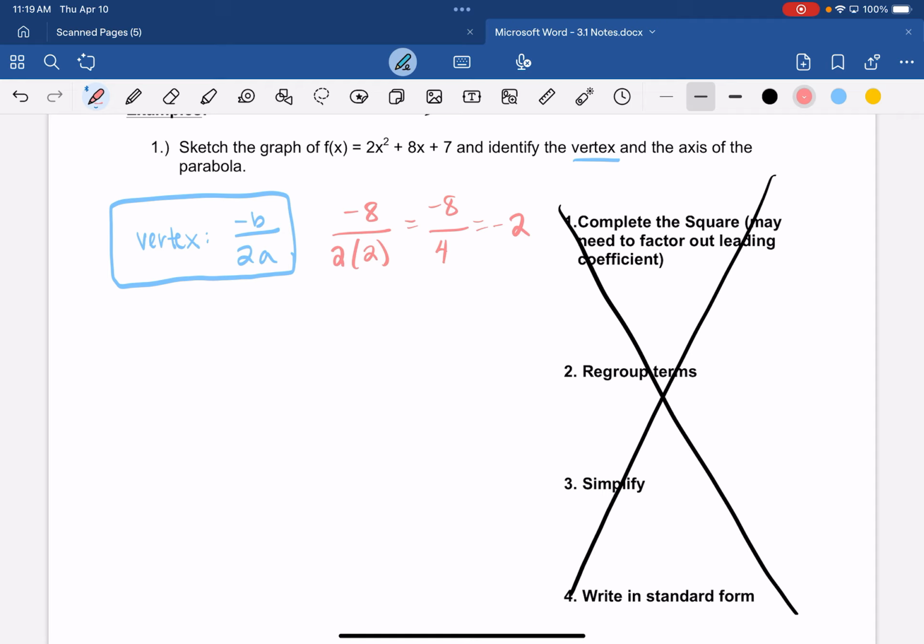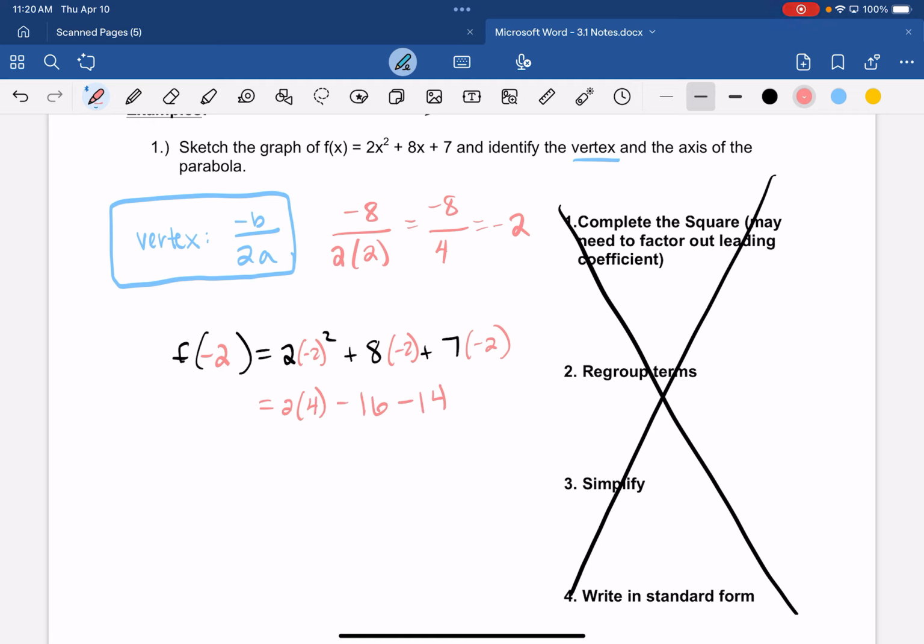Okay, we've done this before. So that's my x-coordinate. How do I find my y? Yeah, plug it back in. So plug my x value into f of x. I'm going to do it pretty quick here. We're just plugging in our x value now. So we'll simplify this. This becomes a 4 minus 16 minus 14.